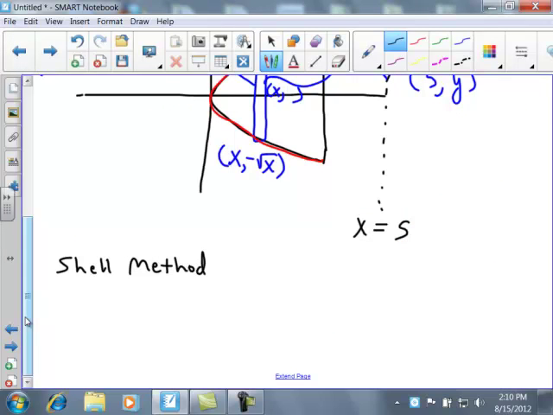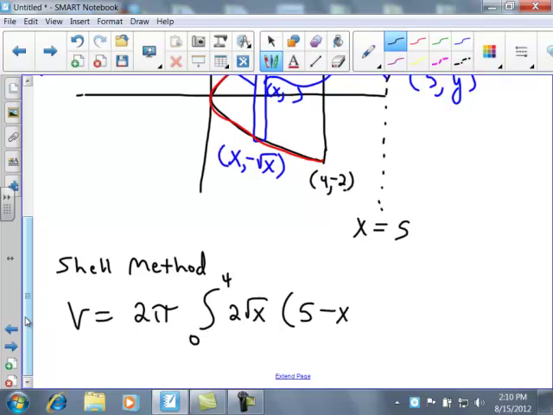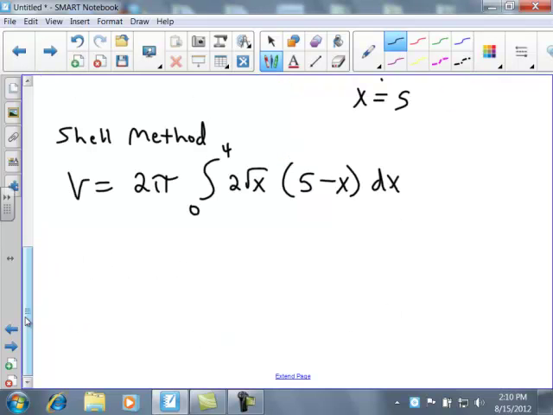So for my shell method, that volume is going to be 2 pi, make sure you get the formula correct, 2 pi times the integral. Now my rectangles are vertical, so I'm going to integrate everything with respect to x. So my bounds are going to go from 0 to 4. Again, my points of intersection here, my x value is 4, my y value is positive 2 and negative 2 respectively. Okay, so I'm going to integrate from 0 to 4 of h of x, which I found to be 2 square root of x, times p of x, which I found to be 5 minus x. I need both those pieces, all that dx.